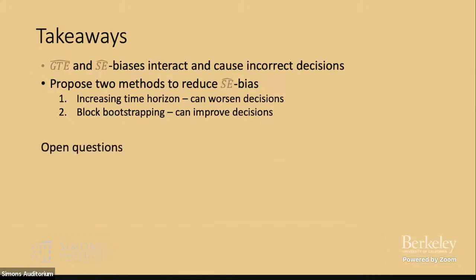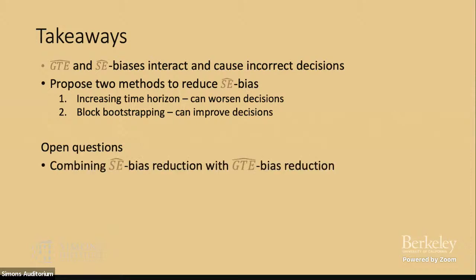So there's basically a lot more to look at than just the treatment effect biases that a lot of the current literature is focused on. There's a lot more happening around these experiments. So as open questions, one thing you might ask is, what happens when we combine these standard error bias reduction methods with the treatment effect bias reduction methods that are already in the literature, things like cluster randomization, switchback testing, or things that leverage different structures in the marketplace? What happens with the decisions once we do that?